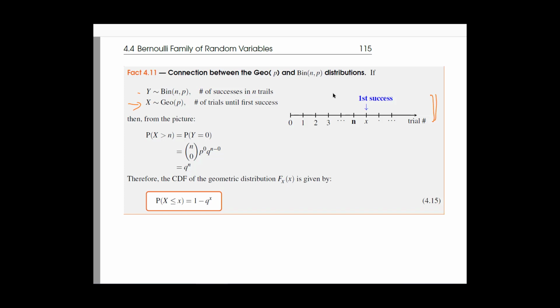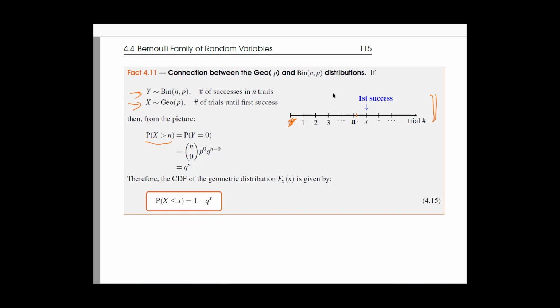Now let's define y to be binomial with n and p, the number of successes in these n trials, and we have the same probability p. From the figure, we have this. First, the probability that x is greater than n. In English, this means, what is the probability that the first success comes after trial n? Kind of what we have here in this figure. So we have the trials, and again, we should start at 1, from 1 to n. Now, here between n and x, you could have several.